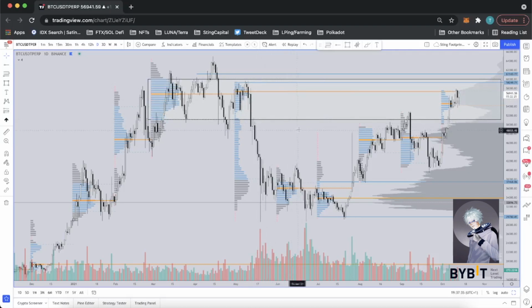I was like, okay, well, even though it is rejecting off naked POC here, we could still have another push higher because, like I said, the spot flow is still there. There is still a strong bid. The moves up just aren't only liquidations. There are liquidations, but there is a strong spot bid as well.